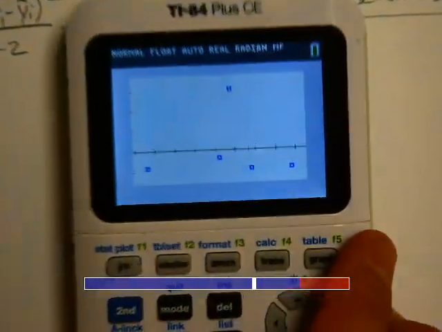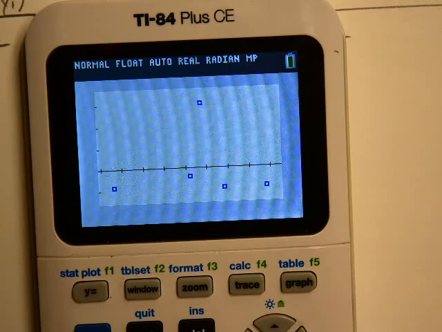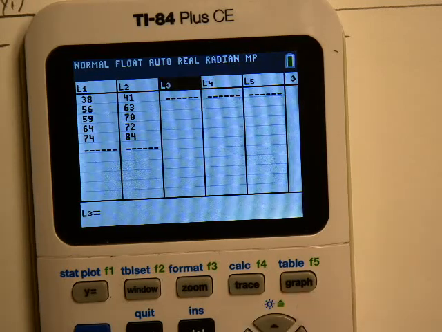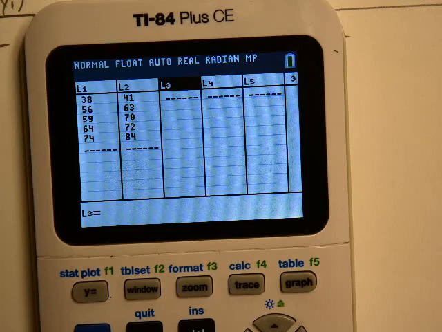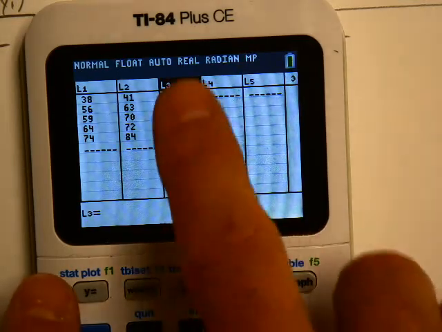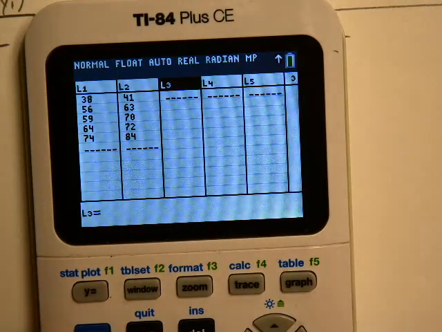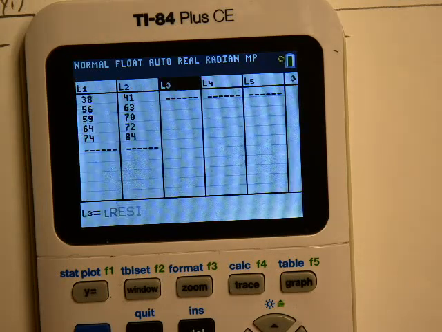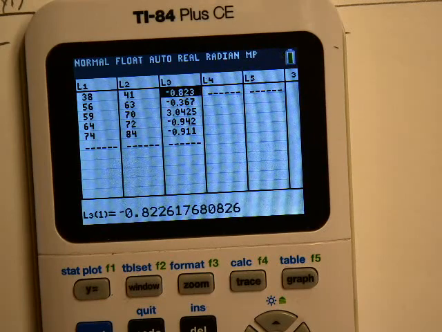So I'm going to go back to the list and edit. Okay? Now, I'm going to go over to L3. Go up to the top, and I want to put the residual values in for L3. And there's a couple other things I'm going to show you here real quick. So if you go up to the top and then we go second stat and we choose residuals, then it'll show us what those residual values are.